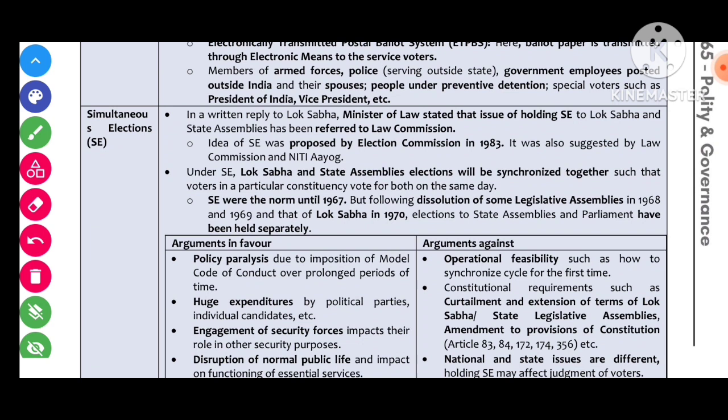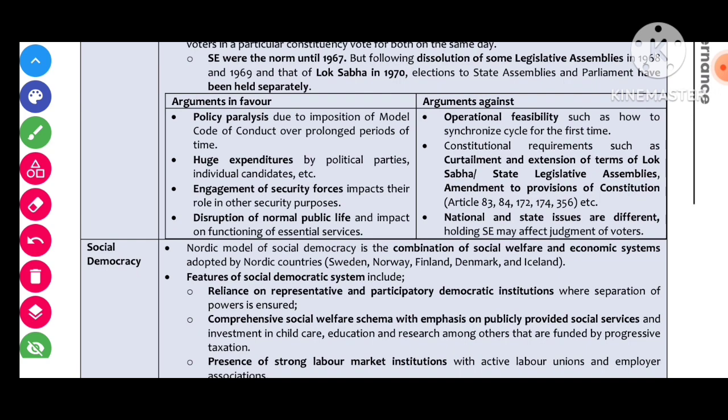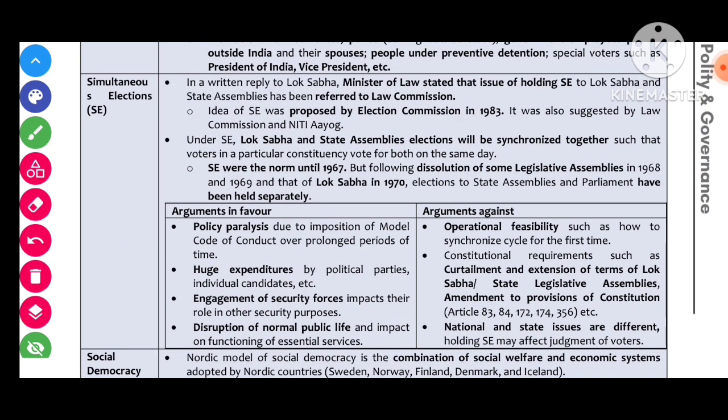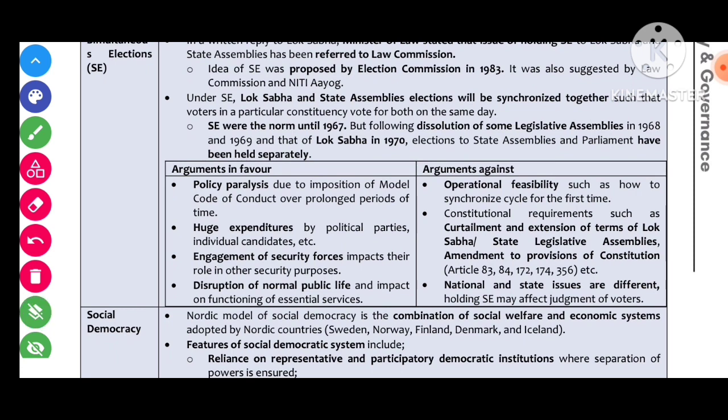Simultaneous elections, like different simultaneous elections following Center, State, as well as State-Center elections, okay. And the advantages or disadvantages of simultaneous elections, that is, arguments in favor and arguments against.